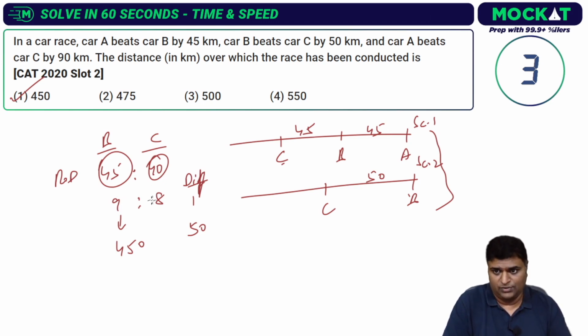But I also know that over the length of this race, when B completed, C was 50 kilometers behind. So when B ran 9 parts, C had run 8 parts, and the difference was 1 part, which was 50 kilometers, the distance between them. If 1 part is 50, then 9 parts is 450. But why does this become the length of the race? Because B has completed the race at this point. We are looking at scenario 2 over here, and that's when B has completed. That's the track length. So 450 is the answer for this question.